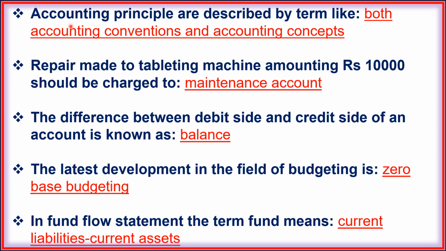Next, according to principle are described by term like both accounting conventions and accounting concepts. These are accounting principles. Next, repair made to tableting machine amounting rupees 10,000 should be charged to maintenance account. Next, the difference between debit side and credit side of an account is called as balance.